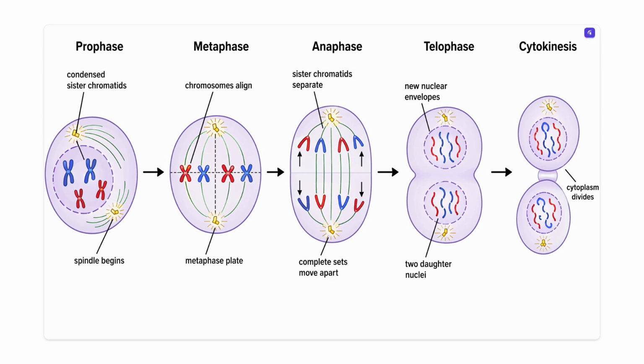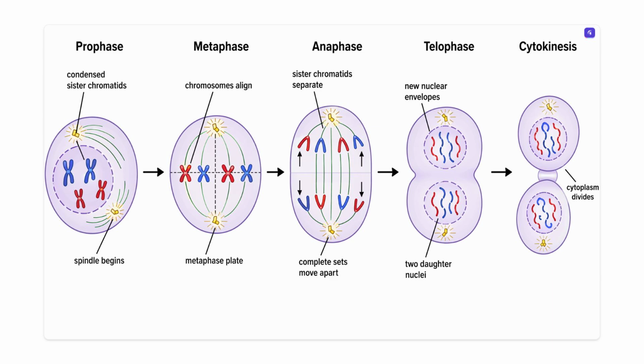Start at prophase. The duplicated chromosomes condense into visible sister chromatids, which are identical DNA copies attached together, and the spindle begins forming to move them. Next is metaphase. The chromosomes align at the cell's equator, called the metaphase plate, so each duplicated chromosome is positioned for an even split. In anaphase, the sister chromatids separate. Once they pull apart, each chromatid becomes a chromosome, and complete sets move toward opposite poles of the cell.